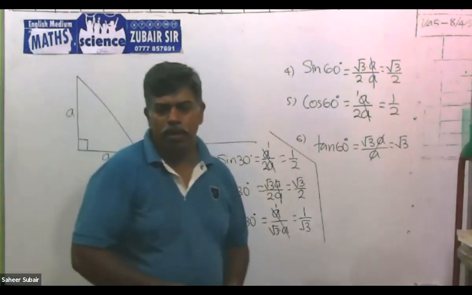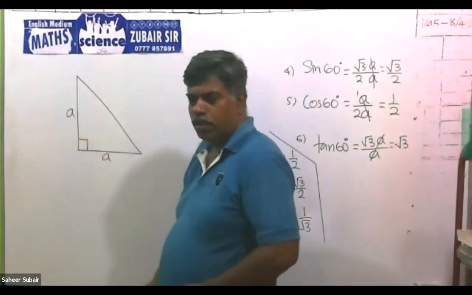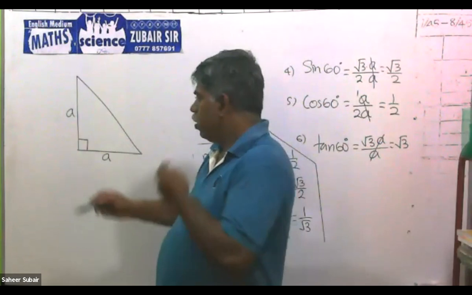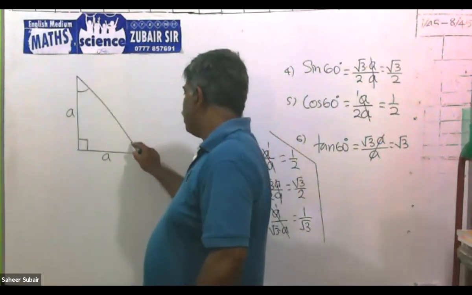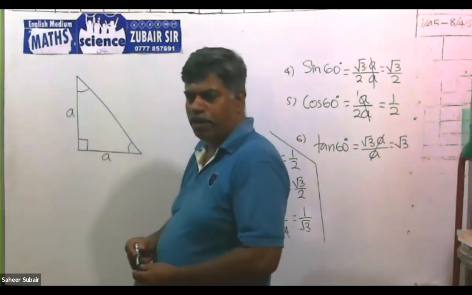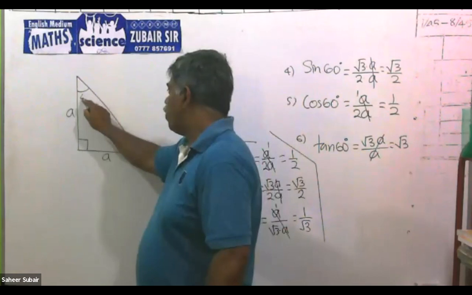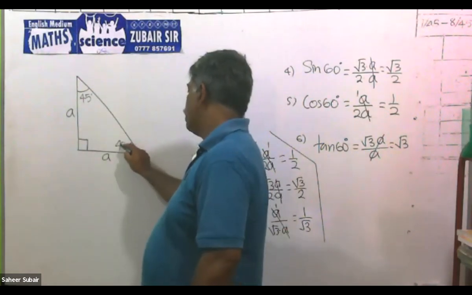Then there should be 180 degrees in a triangle. This angle is 90, then the balance is 90. These two sides are equal, then the angles opposite to those two sides also should be equal. Then these two angles should be equal, and they add to 90, so each one should be 45 degree. So this one is 45. Then this one should also be 45.